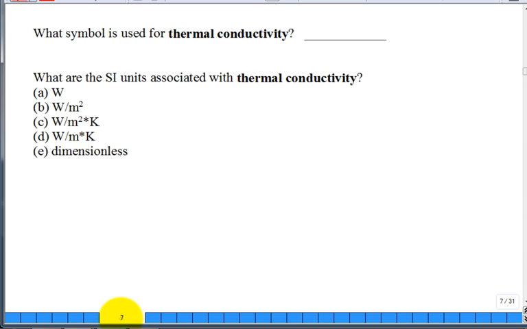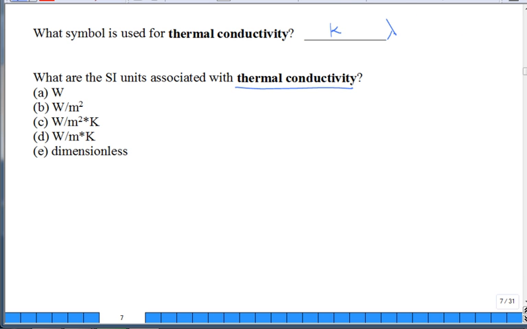What symbol is used for the thermal conductivity in this textbook? Lowercase k. What other symbol is used throughout the world, probably the majority of the world? Lambda. But that's okay, it's not used in this book. I'll show an illustration where they put lambda and you shouldn't be too confused. Like, what's lambda? Well, it's the thermal conductivity. What are the SI units associated with the thermal conductivity? 20 seconds. Answer A, B, C, D, or E, dimensionless.